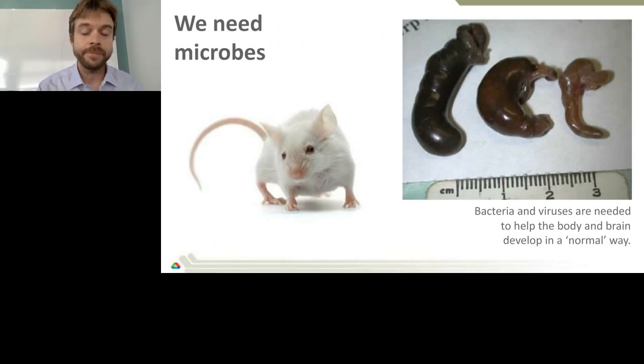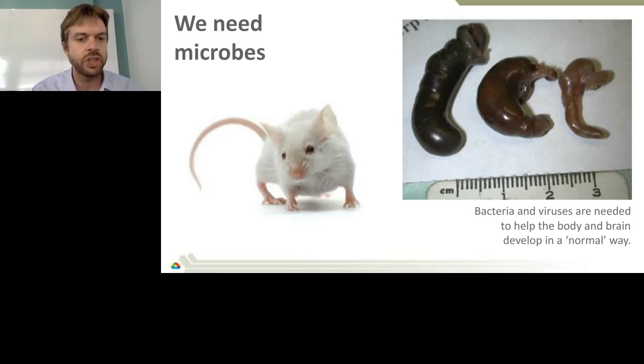They're very important. Bacteria and viruses are needed by the body in order to allow the body and brain to develop properly. In this image, we can see three different mouse ceca. This is a part of their gut that contains a lot of the bacteria. The one on the far right, the tiny little squiggly one, that's a healthy one. And the one on the far left is an unhealthy one from a germ-free mouse. Or you could call it unhealthy. It's a germ-free mouse, as long as you don't take it outside of its bubble, is perfectly healthy.